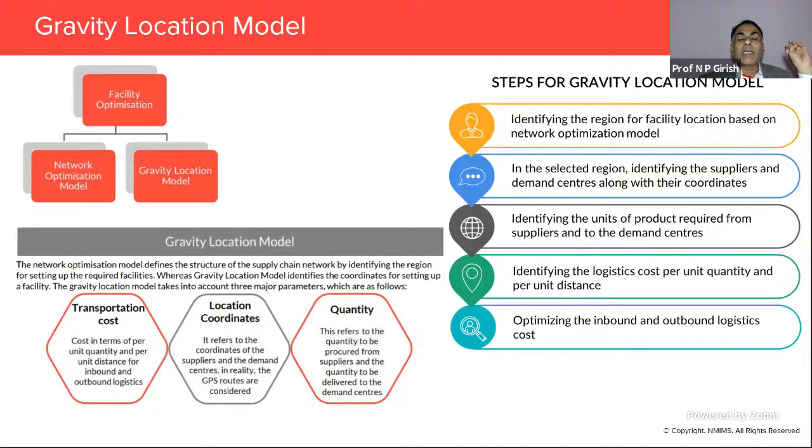And the second one is that in the gravity location model, you start with the network optimization model, the region. Within the region, you try to understand where am I getting the goods from, where are the goods going to, and find out the coordinates of the supplier and the customer. Identify the potential cost of moving between those centers, a rough estimator. I'll talk about it subsequently. It won't be a perfect estimate. Then you really optimize it. You will be able to get a coordinate wherein you can set up the facility.